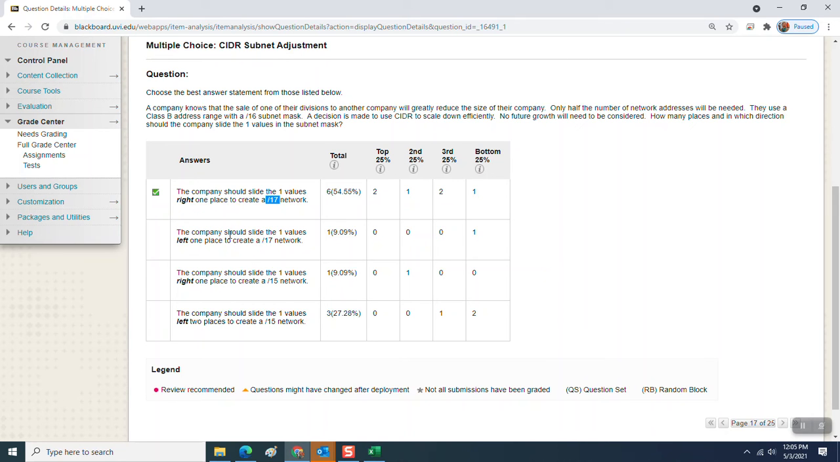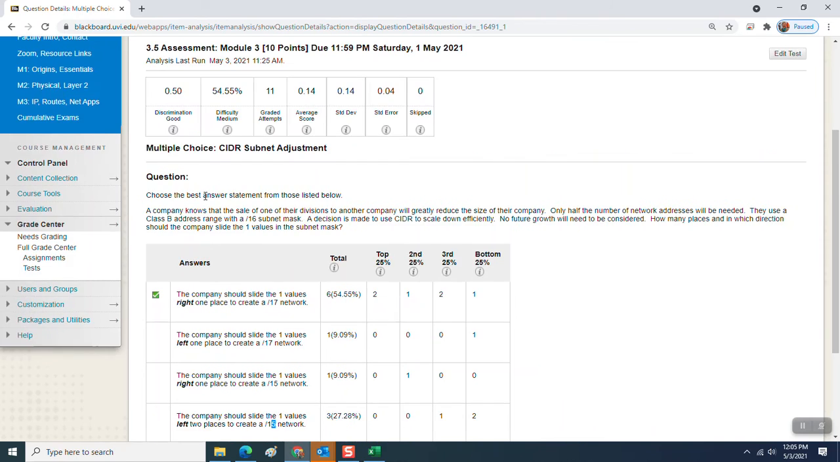If you're sliding to the left, you'd have a /15 network. You would double the number of addresses used. If you slide to the right, your subnet mask would be a /17 instead of a /15, so that's incorrect. The company should slide the ones two places to the left. That would create a /14 network. That would quadruple the size of the network. So that's bogus. This is the only answer that's correct.